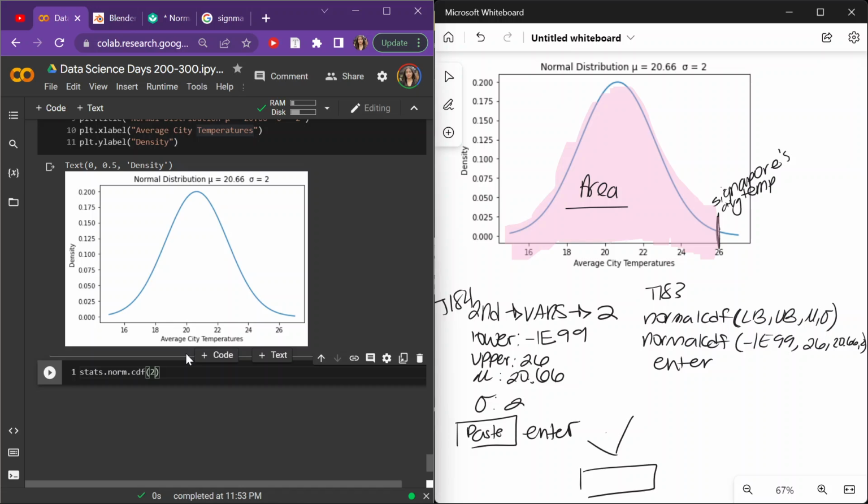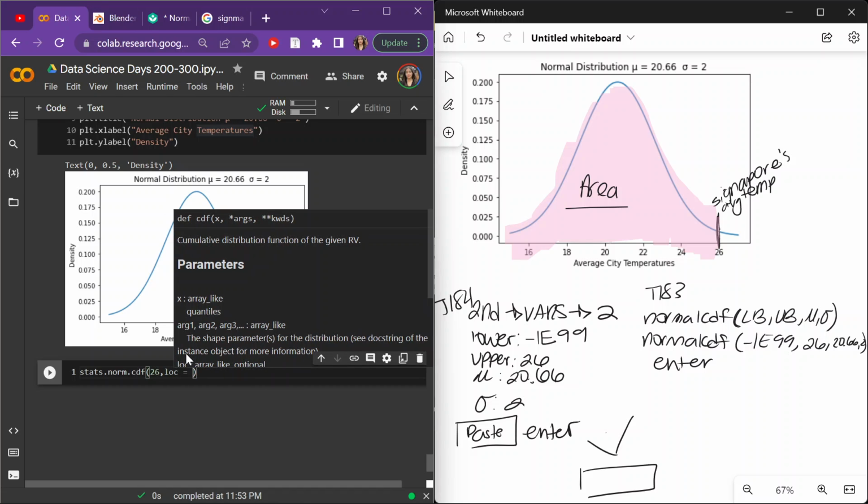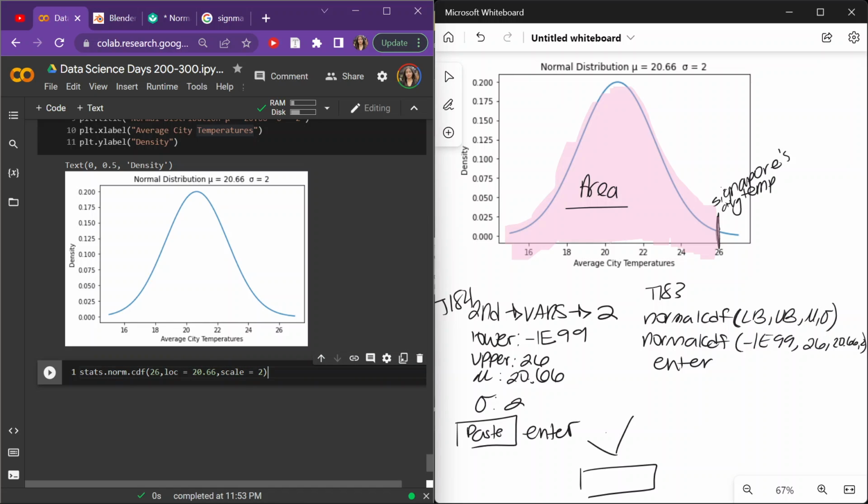Okay, so 26, and then it takes your mean, which is 20.66, and it takes your standard deviation, which is 2. And you're just gonna have to know in Python that CDF only takes the area below a certain point, below whatever point you put in here. I'm pretty sure it's X. Yeah, so they call it X. So whatever your point is, it's going to be X. So you're trying to find the area below X. That's the only point you're going to put in there. And you're just going to have to know that CDF only calculates the area below a point.